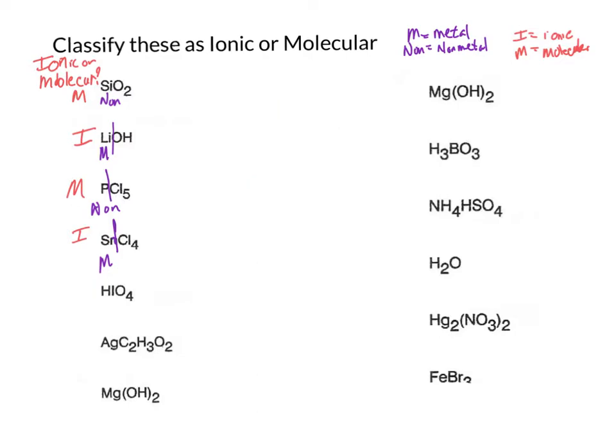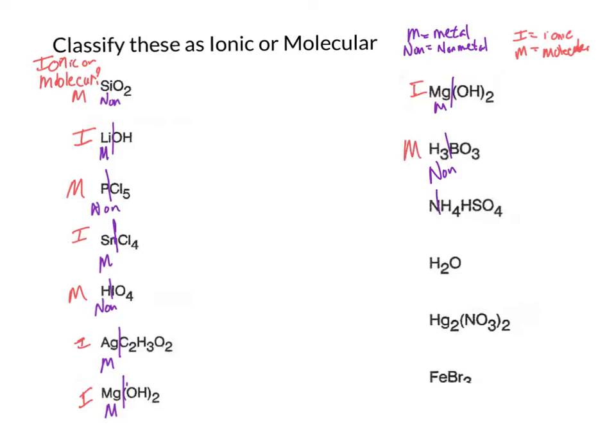Here we see hydrogen is a nonmetal, so that makes this a molecular compound. Next we have silver is a metal, and that makes this an ionic compound. And next we have magnesium is a metal, so it's an ionic compound. Sorry, I apologize, there's that twice. So magnesium, again, the metal, so it's ionic. Then we have hydrogen. The hydrogen is a nonmetal, so it's molecular.